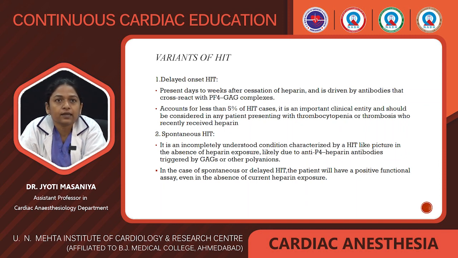Now coming to the variants of HIT, there are two variants: delayed onset HIT and spontaneous HIT. Delayed onset HIT usually presents days to weeks after cessation of heparin and it is driven by antibodies that cross react with the platelet factor 4 glycosaminoglycan complexes, and it accounts for less than 5% of HIT cases. It is an important clinical entity and should be considered in any patient presenting with thrombocytopenia or thrombosis who recently received heparin.